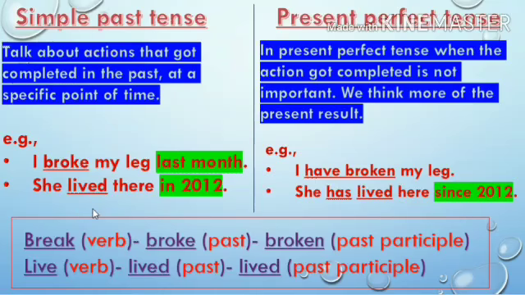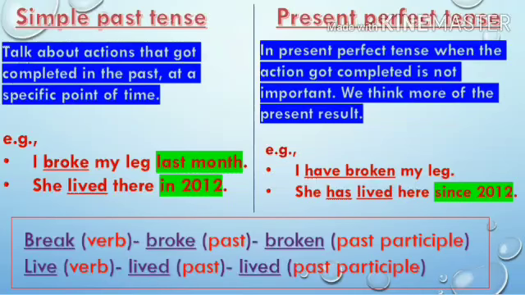Now, how do we know that? That is the question, right? So, you notice in both these sentences, the verb broke and in the second sentence, the verb lived are in the past form. Here you see, past form of break is broke and past participle is broken. In the same way, the past form of live is lived and past participle is also lived. So, here you see in both these sentences we have used the past form, right?